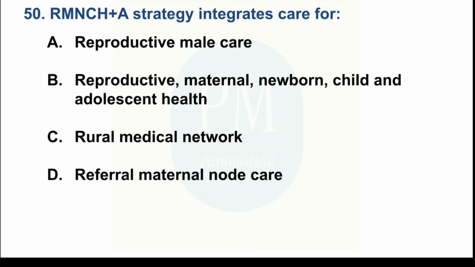RMNCH+A strategy integrates care for option A reproductive male care, option B reproductive, maternal, newborn, child and adolescent health, option C rural medical network, option D referral maternal node care. The correct option is option B reproductive, maternal, newborn, child and adolescent health.